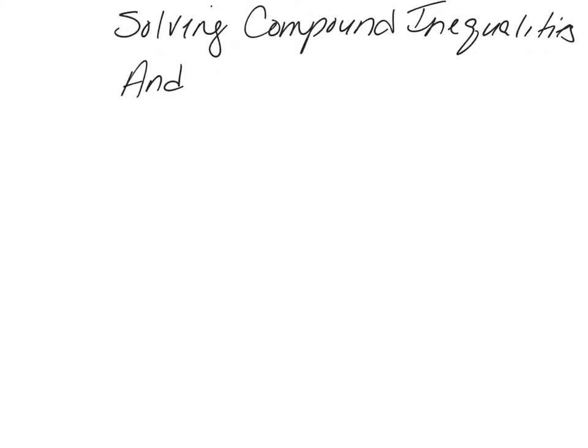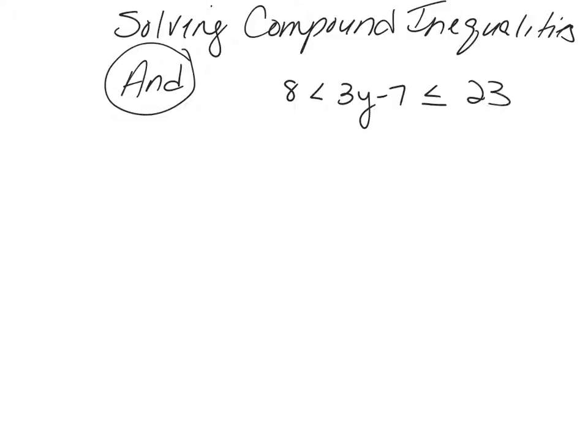Questions can look two ways. They can have the word "and" in them, which is a really good clue. It's an "and" question. Or it can look like a sandwich, like this one: 8 is less than 3y minus 7 and less than or equal to 23. This is an "and" if it looks like a sandwich. Everybody understand what I'm talking about, the sandwich? It's got two symbols with something in the middle.